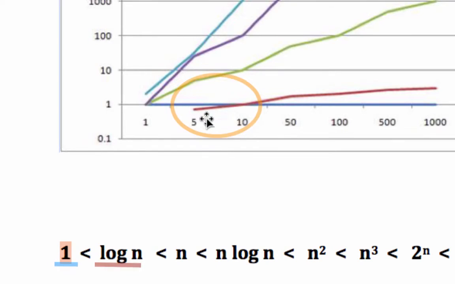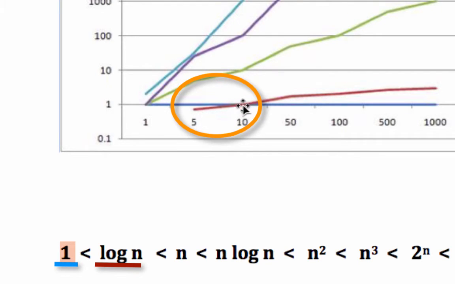But look at this portion of the graph. Here, close to the 5, the red line is below the blue line. The red line represents log n. The blue line represents constant time. It's a horizontal line. So around this value 5, we're saying that log n is faster than constant time. Well, 5 is probably 50 elements, 500 elements, 5,000 elements. And that's very small when we talk about real-life data.